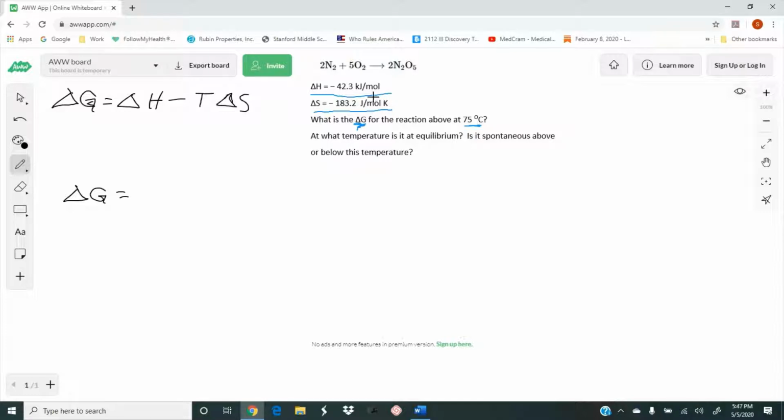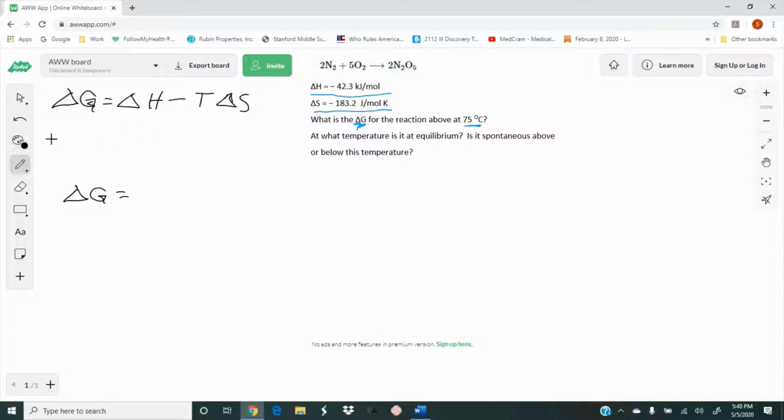One thing I want you to notice is that the delta H is in kilojoules per mole, and the delta S is in joules per mole Kelvin. Whenever you add or subtract two quantities, they need to be in the same units. Otherwise, you can't add or subtract. It's kind of like adding kilograms to grams. You can't do that unless you turn the kilograms to grams or vice versa. What I'm going to do is turn the kilojoules into joules.